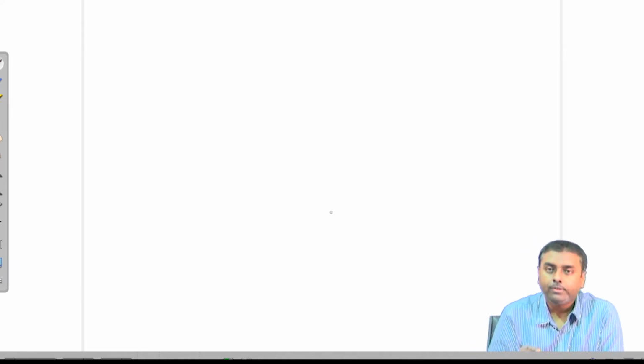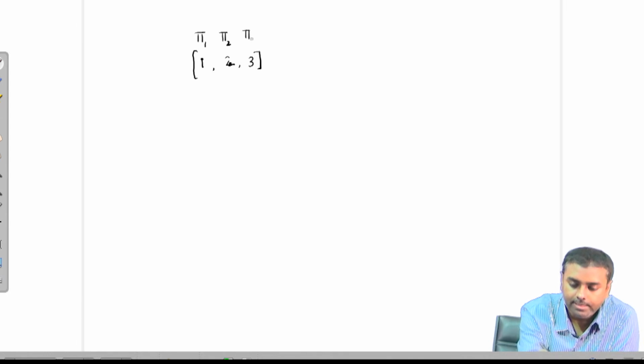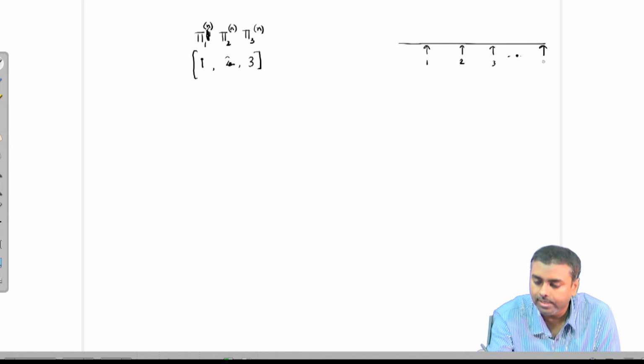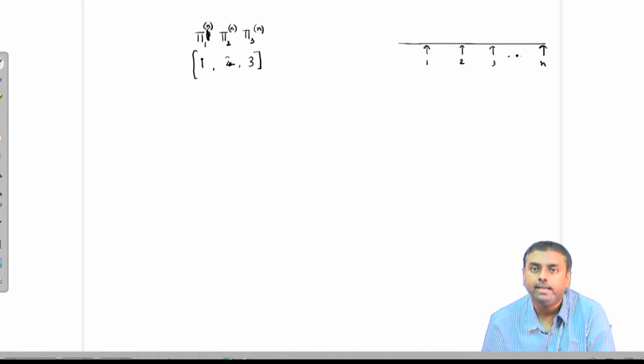Let us take that random traveler example. We have states 1, 2, 3. Let us put the associated probabilities as pi 1, pi 2, pi 3. Initially, we will think that they are varying with time. Time is discrete, so I will write pi 1 n, pi 2 n, pi 3 n, in the nth time instance. Time instances go 1, 2, 3, up to n. So, in some arbitrary nth time instance, these are the state probabilities.